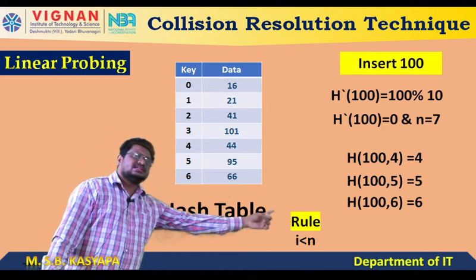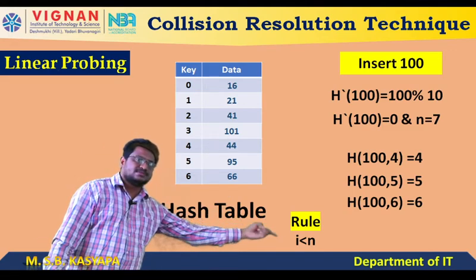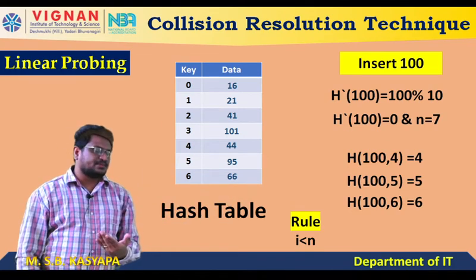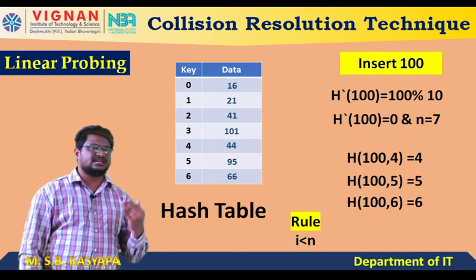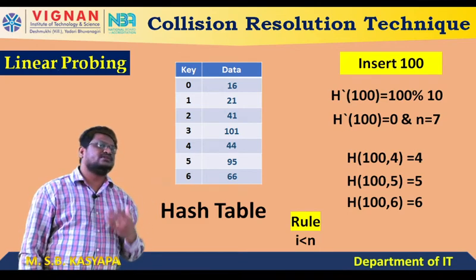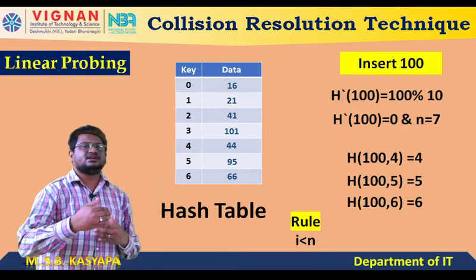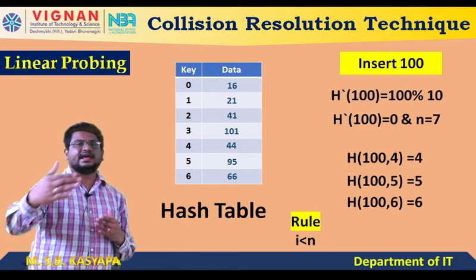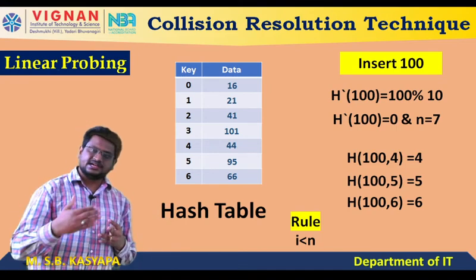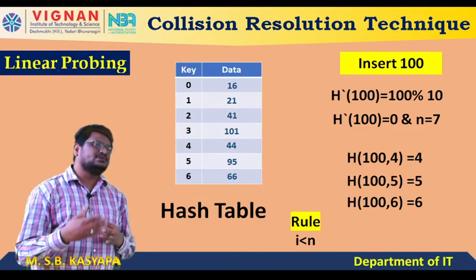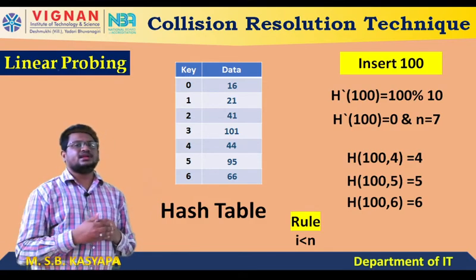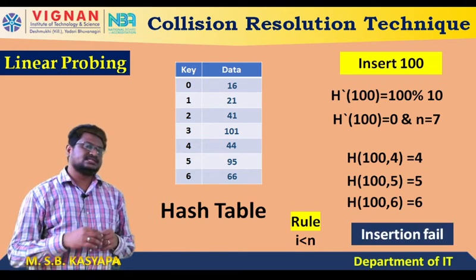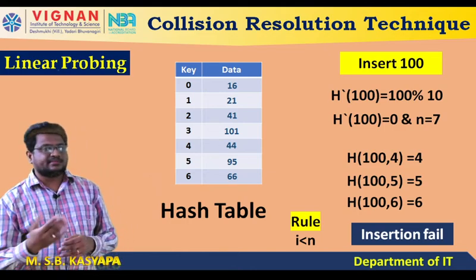So, now the rule is that the probing value must be less than n. Now my probing value is 6. Can I increment the probing value? No. If I increment to 7, is 7 less than 7? No, it will be wrong. So, I cannot increment the probing value further. Already up to the end of my range, I increased the probing value, but I am unable to find a space for a new value. Then my operation is not possible. So, I can say that my hash table is full or my insertion has failed.